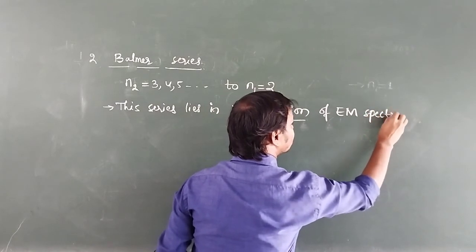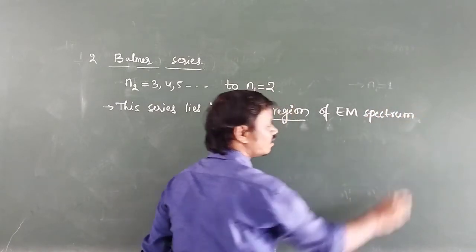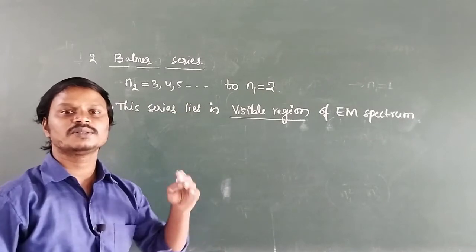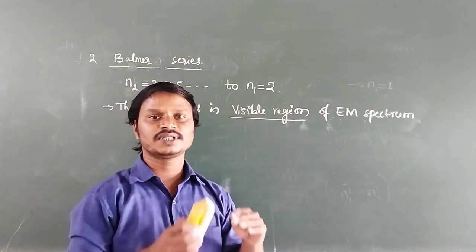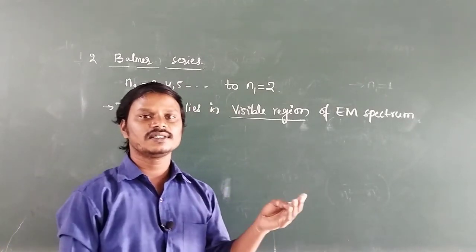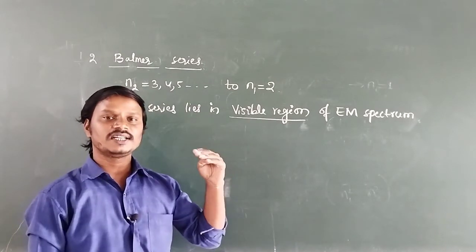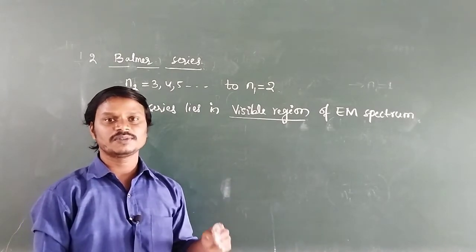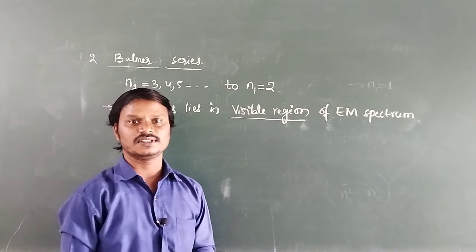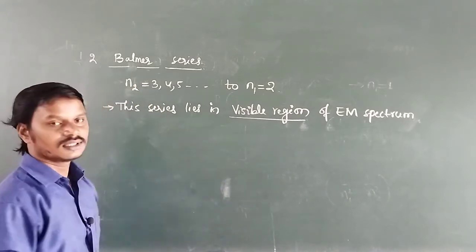Again, in order to find the shortest wavelength and longest wavelength, we have to take the transition from infinity to the ground orbit to get the shortest wavelength, and we have to take the transition of an electron from the nearest orbit to the ground orbit to get the longest wavelength. Okay, so this is about Balmer series.